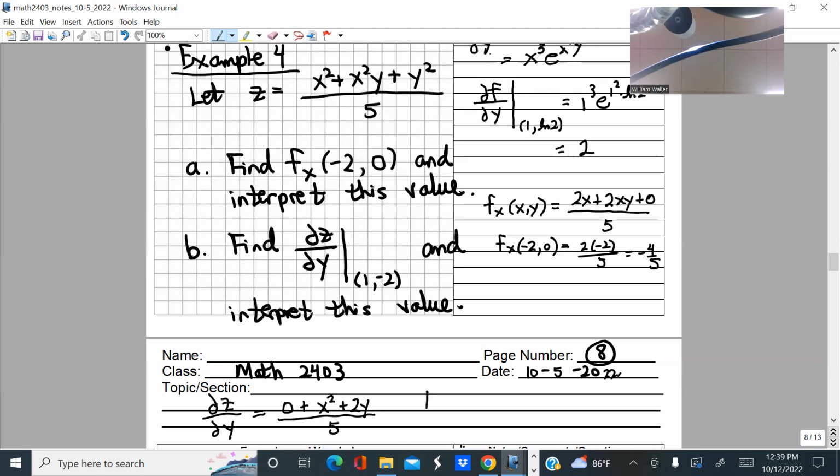And now let's evaluate that. Whoops, got ahead of myself there. Let's evaluate that at this point, 1, -2. So we get, not too exciting, 1 squared plus 2 times -2 over 5. Oh, no, not quite. I thought that was also going to be -4/5, but I forgot about the 1. So you really have -3/5.